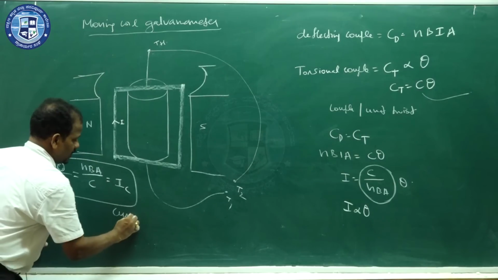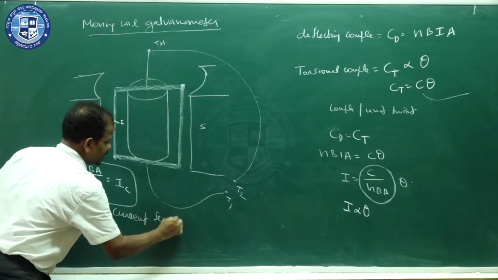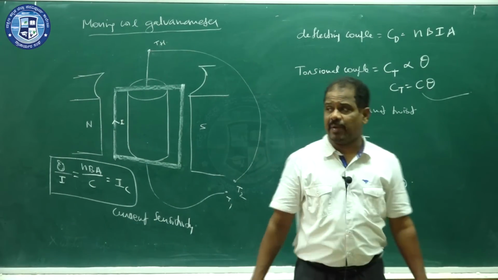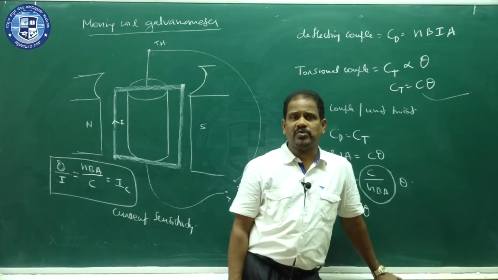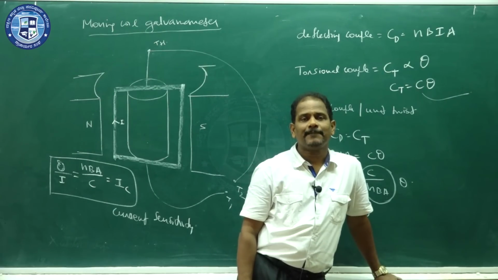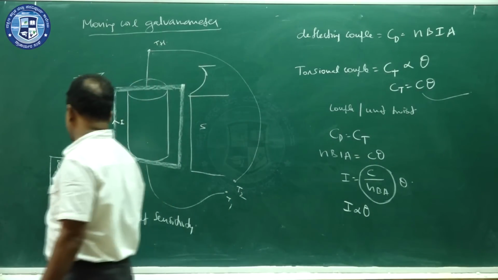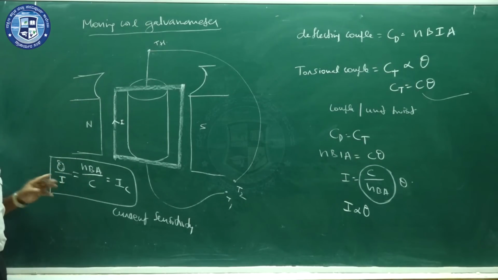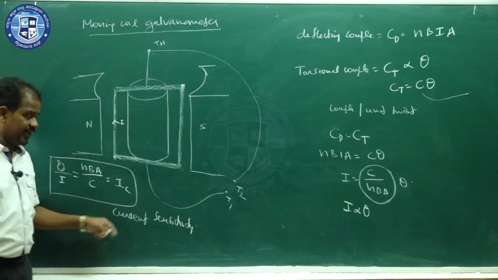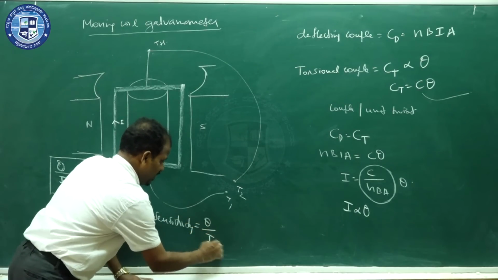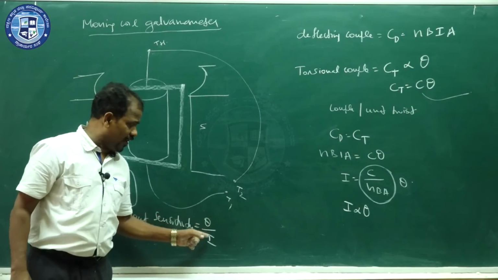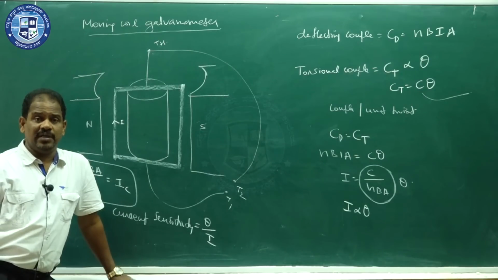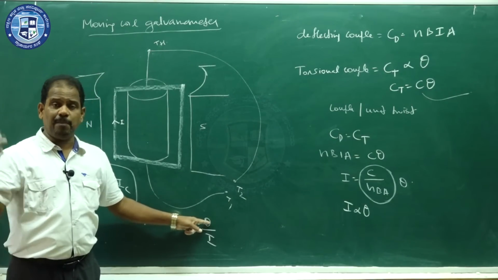Current sensitivity is theta by I. It is the deflection produced when you pass unit current. That means current sensitivity is equal to theta when I is equal to 1. What do you mean by that? It is the deflection produced when you pass unit current.